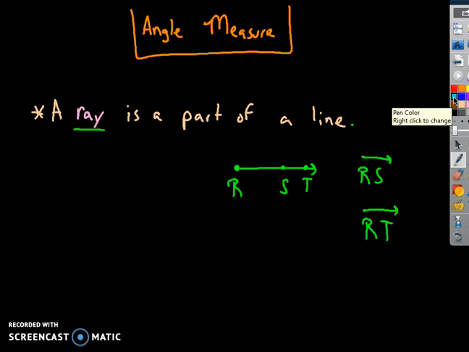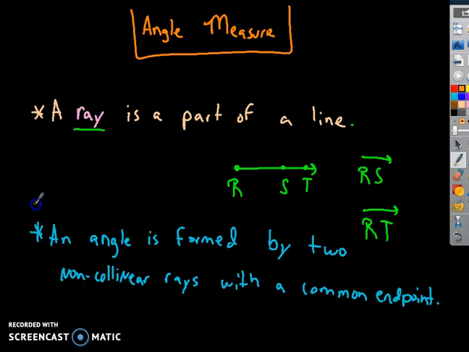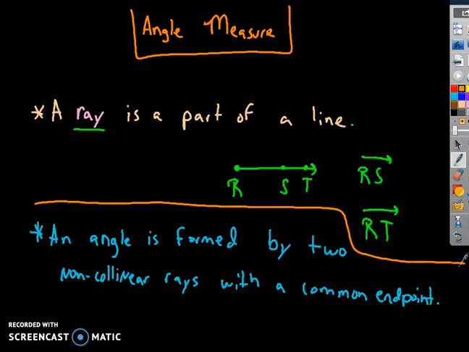An angle is, by definition, formed by two non-collinear rays with a common endpoint. So by definition, an angle looks like this. You've got a ray, so this is ray TW. By saying non-collinear, it can't be the same line as that ray, so it has to go in a different direction. Let's call this one TQ. So by definition, this is an angle.